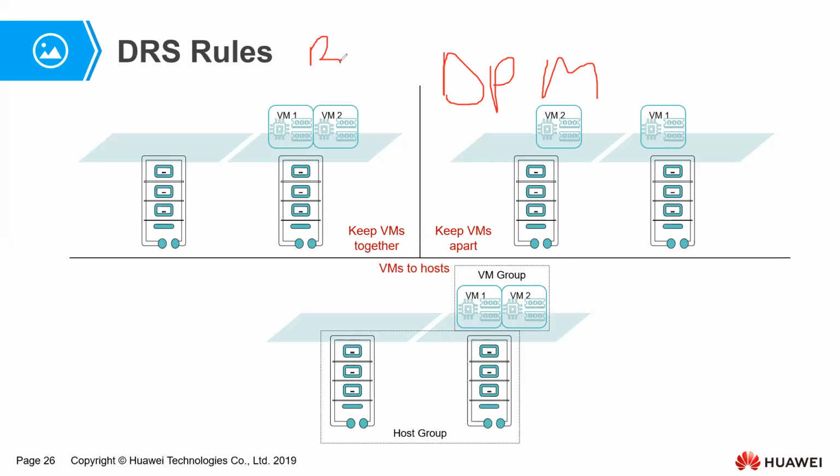What time is it? Distributed resource scheduling. Okay, our DRS, distributed resource scheduling. And we are saying with this, basically it is to help us, and sometimes distributed resource scheduling and distributed power management are part of load balancing. Usually we combine these two, okay? A part of load balancing.